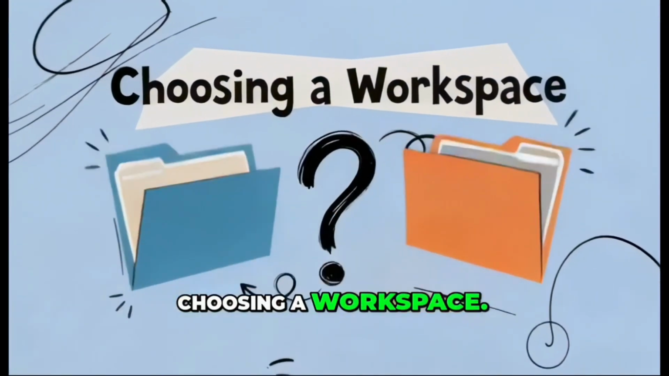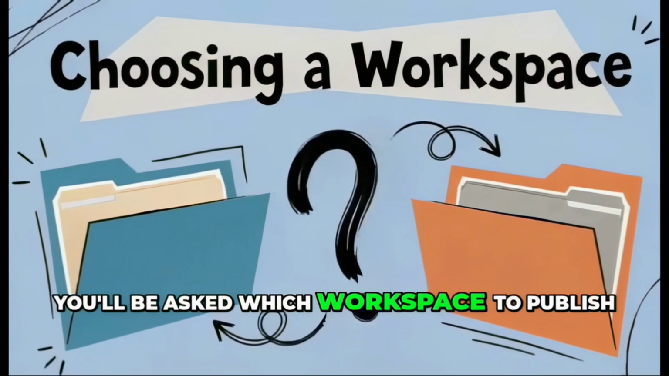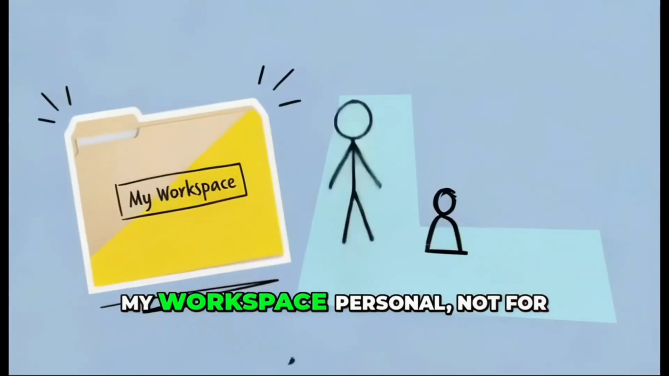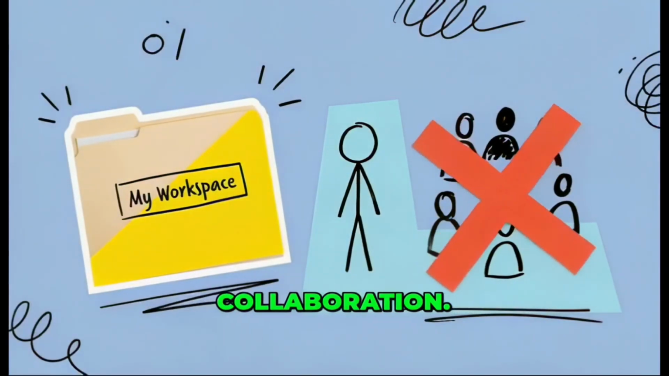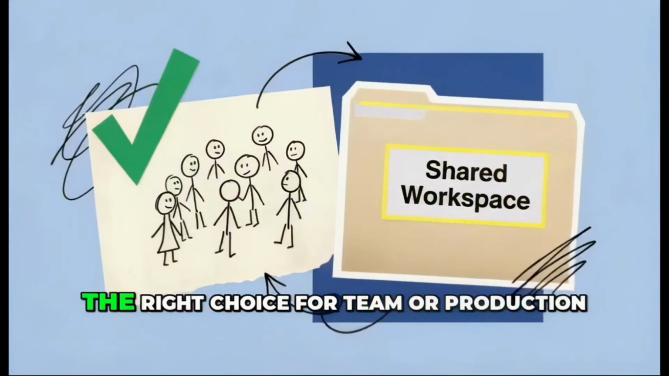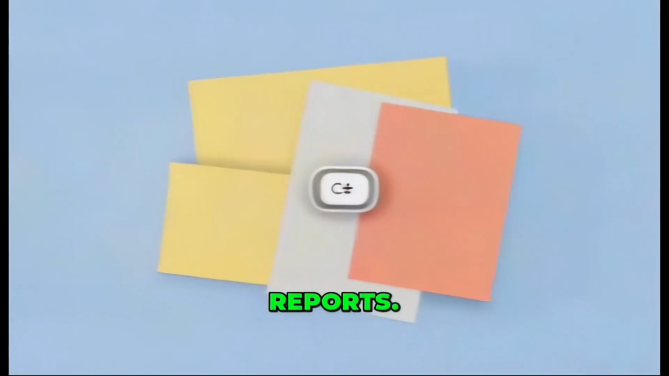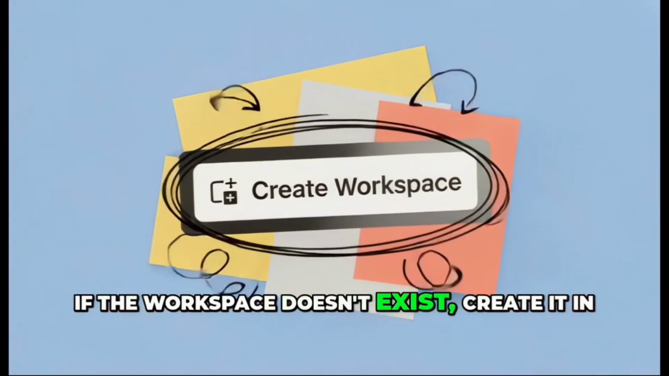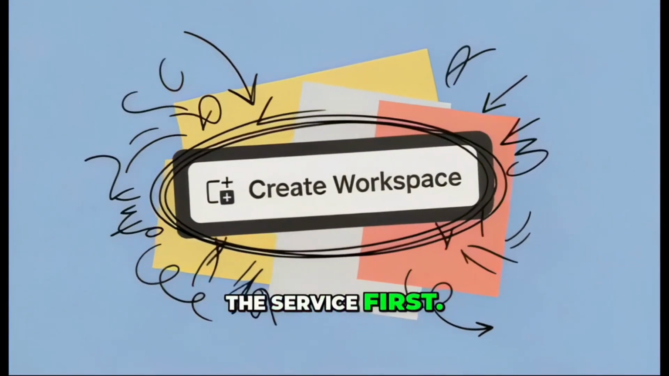Choosing a workspace. You'll be asked which workspace to publish to. My Workspace: personal, not for collaboration. A shared workspace, created in the service: the right choice for team or production reports. If the workspace doesn't exist, create it in the service first.